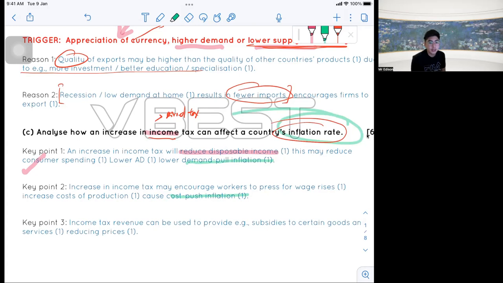Sure, can say higher employment. No, our focus here is inflation, right? It's very hard for you to drag to the point that we have employment.